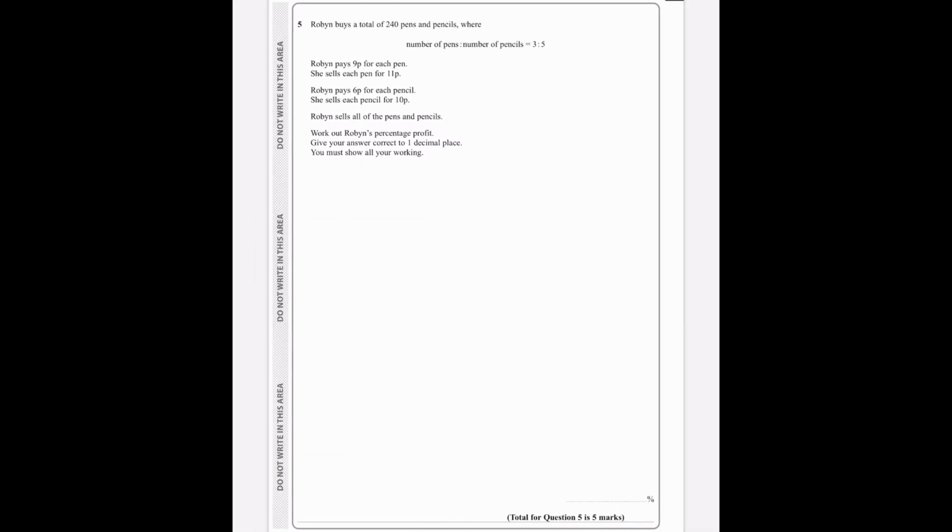For the pens and pencils, we divide 240 by 3 plus 5, so that's 30, that's one part. 3 parts is therefore 90, 5 parts is 150, that's the number of pens to the number of pencils. And then we've got to work out for each one how much they earned, and then how much they bought them for. They bought them for 1710.